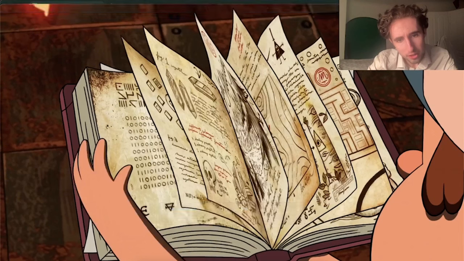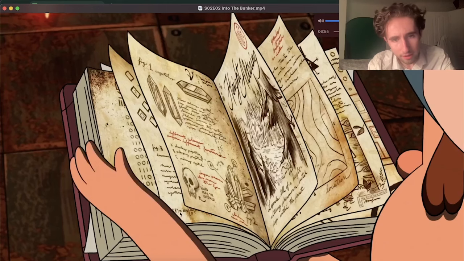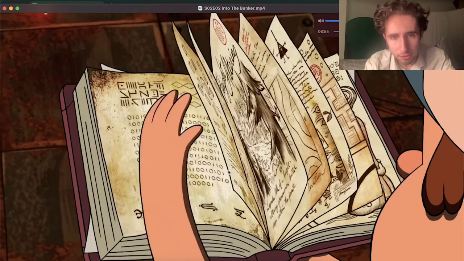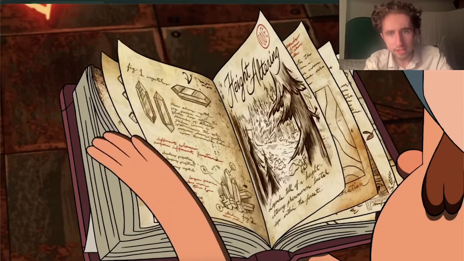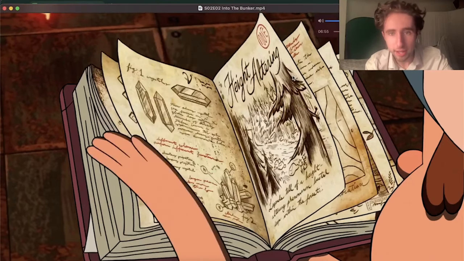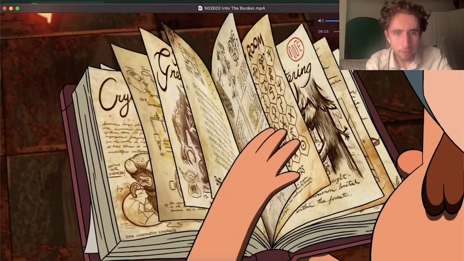This is the equation that we've seen. Didn't realize it had an exponential in it. It starts with exp, which is exponent or exponential. That is the small, the height altering, yes, which we've seen. Hiding spot we've seen.